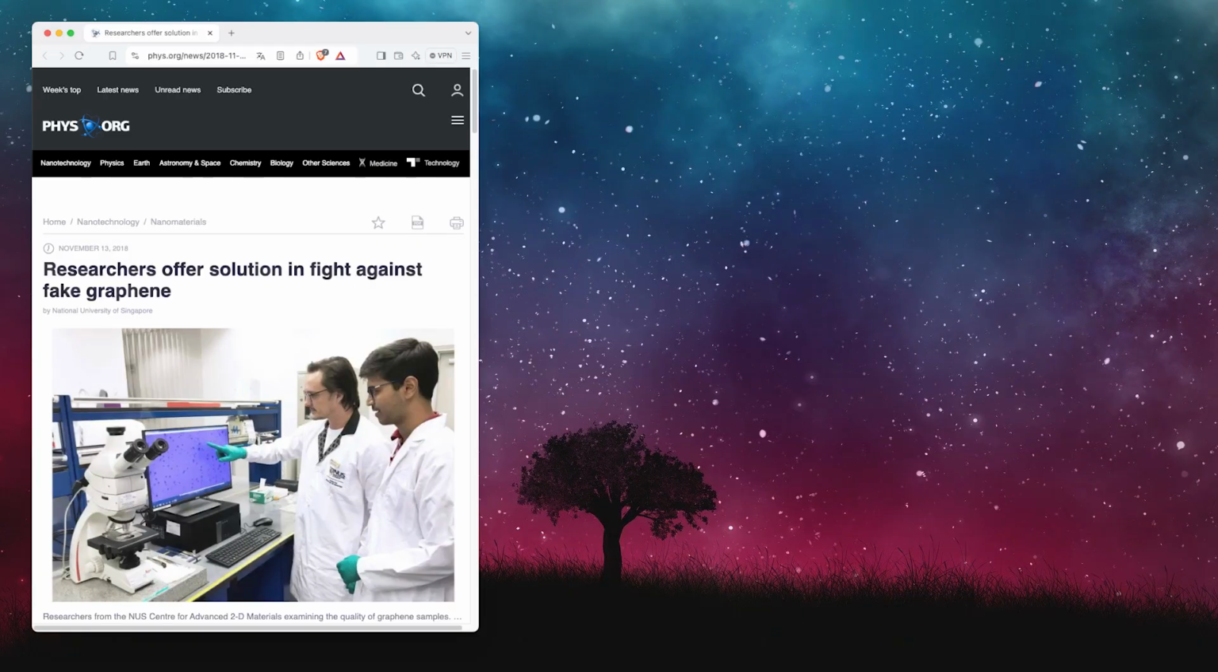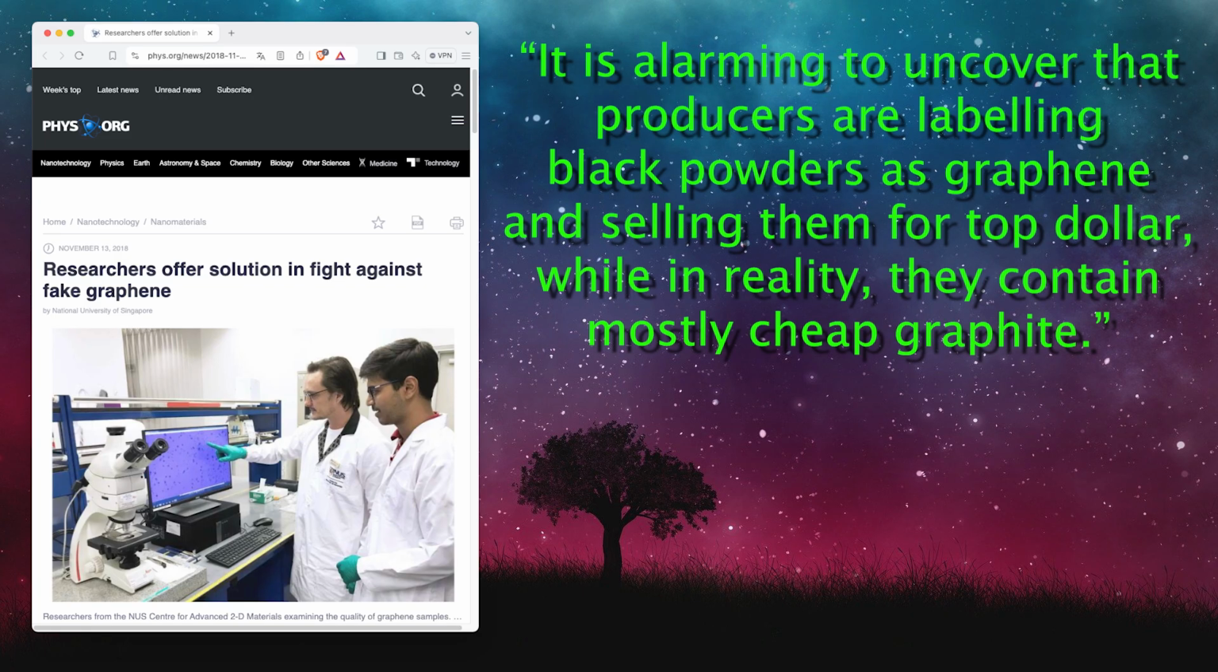In any case, even assuming that graphene has indeed been discovered, what is marketed as graphene is often not graphene at all. Physicists themselves warn against this. According to a study by researchers at the National University of Singapore, it is alarming to uncover that producers are labeling black powders as graphene and selling them for top dollar, while in reality they contain mostly cheap graphite.